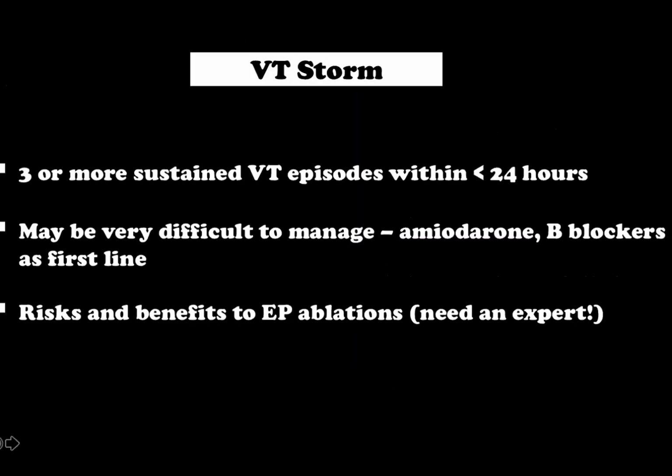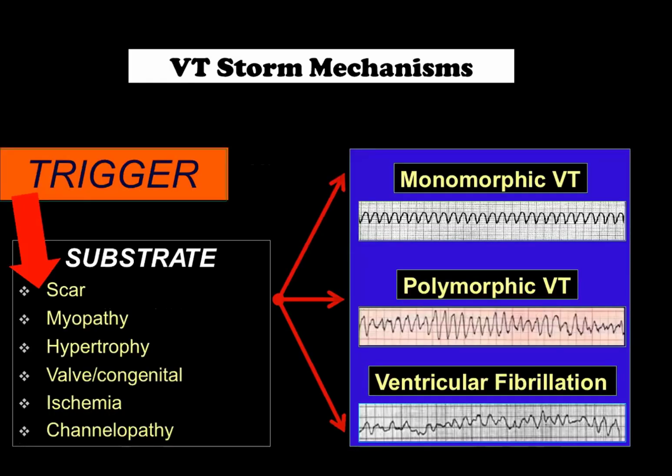So 3 or more sustained VT episodes within 24 hours may be very difficult to manage, with Amiodarone and beta blocker as first line. Risk and benefits for the ablation, it needs an expert outside the ICU, but for ICU management, usually you have to have a guideline or an algorithm to manage those patients. Otherwise, you will have morbidity or even mortality because you don't have the proper way to manage the ventricular storm.